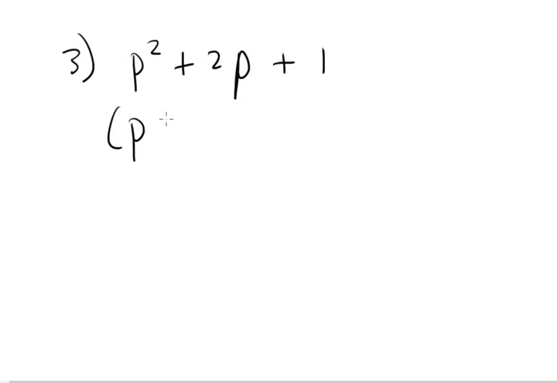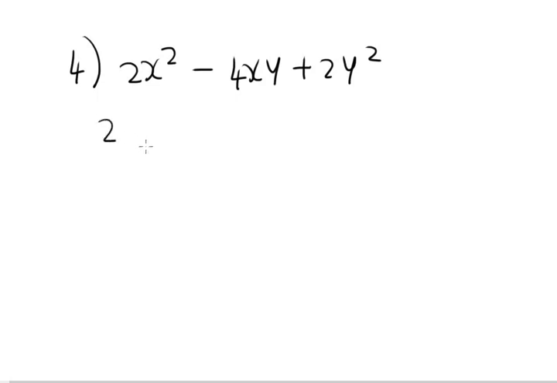Number 3. p squared plus 2p plus 1. In this case, you'll find if you follow the same procedures, you're going to end up with p plus 1, p plus 1. So that's your answer over there. Okay.